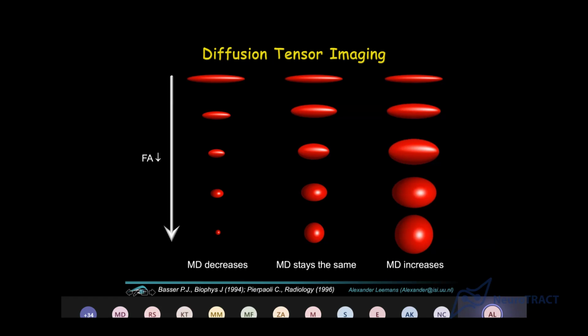In the middle part, the actual size of the ellipsoid will be the same. So the mean diffusivity stays the same. And on the right, what I've actually shown is that the ellipsoids are also growing in volume. And that reflects an example where the mean diffusivity would actually increase. So what I've shown you here is that irrespective of what the fractional anisotropy does, mean diffusivity can still increase, stay the same, or decrease. So they're independent of each other.